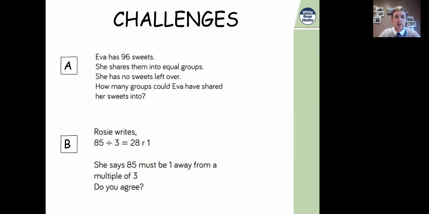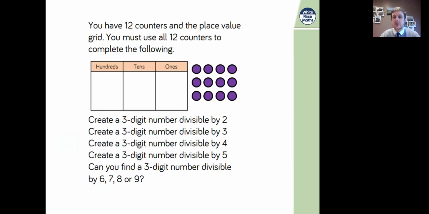So we've got that one there. We've got those 2 there. I've just realised with part B, I just said, do you agree? Don't put yes or no. See if you can explain why you agree or why you don't agree. Okay, year 4, and that is your challenges for today, the end of division, before we move on to something new tomorrow.